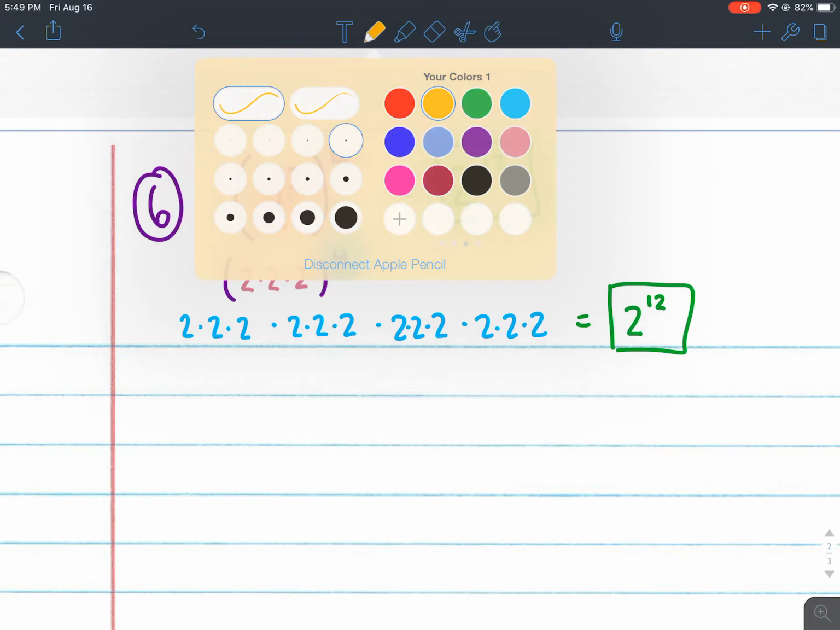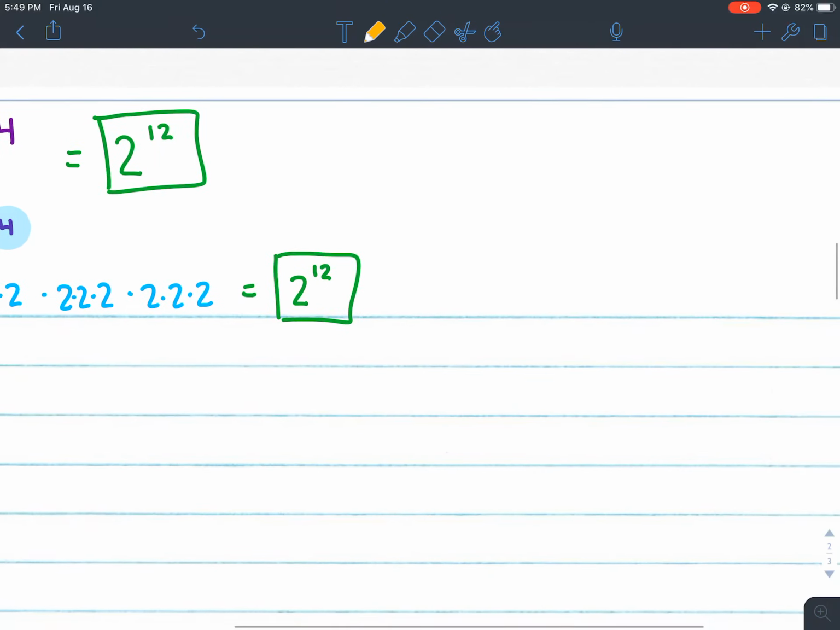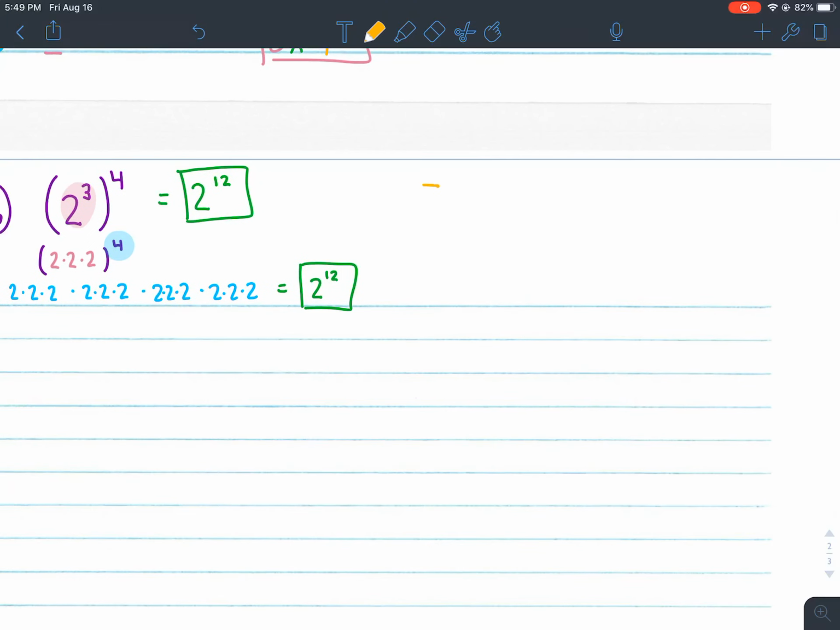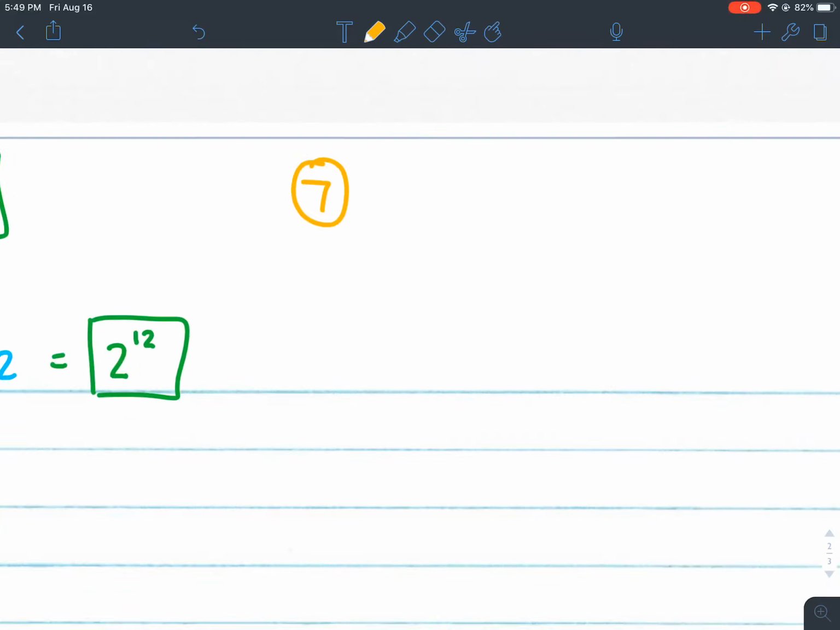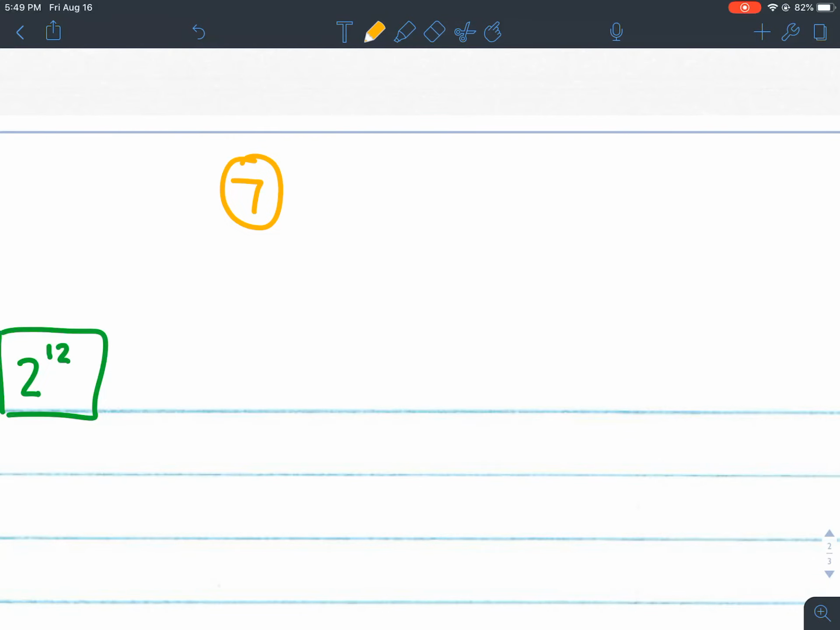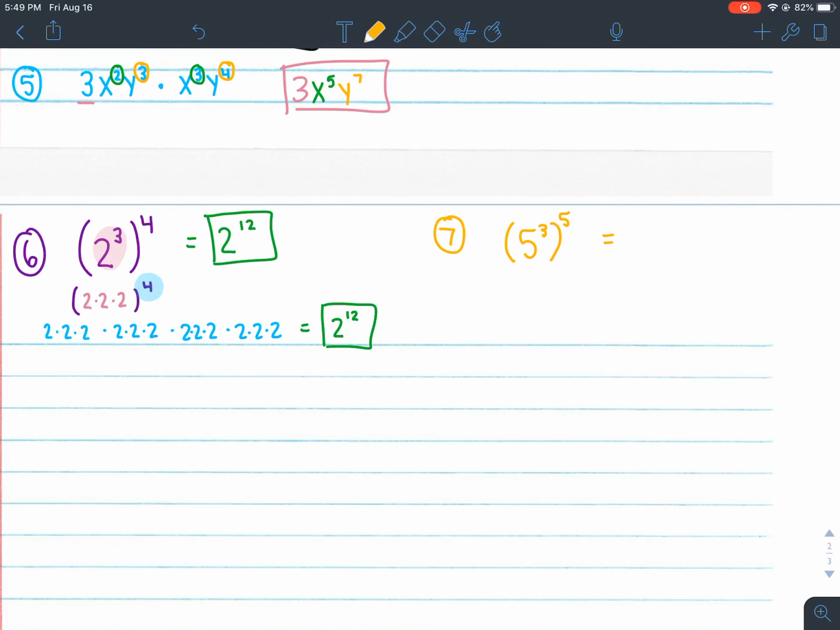All right, so we're going to do one more example. I'm going to do it on the side over here so that I can save some room. I don't know how much room I'll need, so I'm going to save some room. Okay, so let's do another one with the numbers. So we have 5 cubed to the power of 5. Let's try this. 5 cubed. So let's use our rule, and then we'll double check by writing everything out.